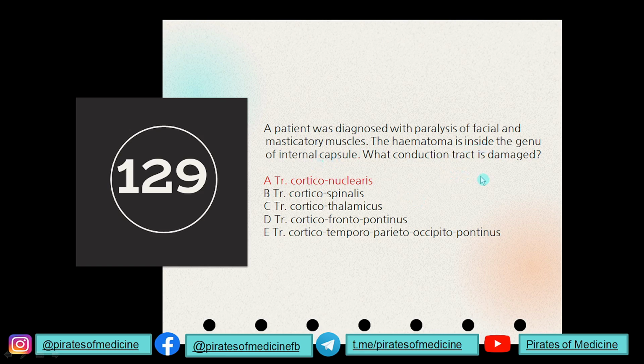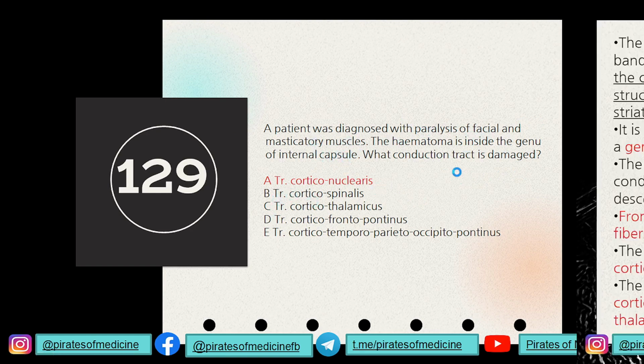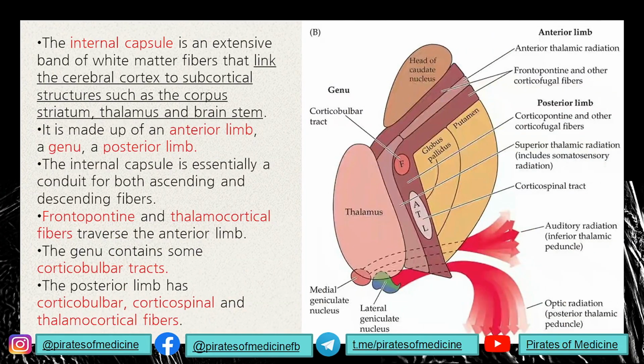So the conduction tract that must be damaged, which led to paralysis of facial and masticatory muscles, is the corticonuclear or corticobulbar tract. So pretty simple. And remember that the corticospinal tract is located in the posterior limb, and all the other tracts like frontopontine, thalamocortical, they travel in the anterior limb, and in the genu we have the corticobulbar or corticonuclear tract.